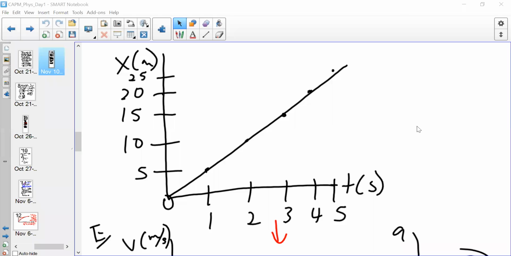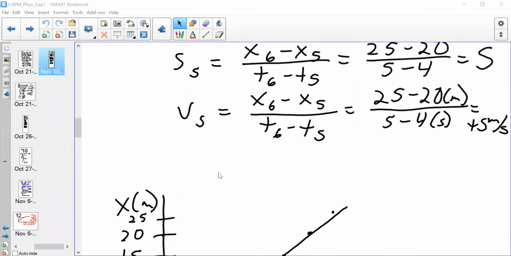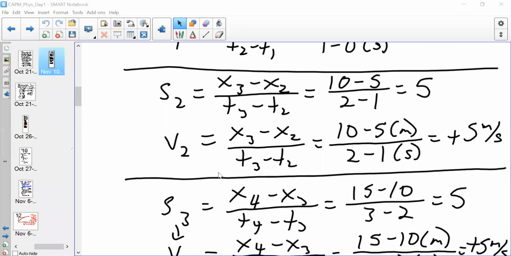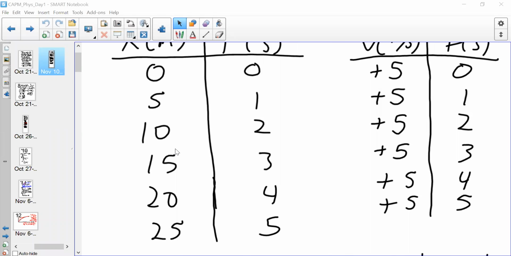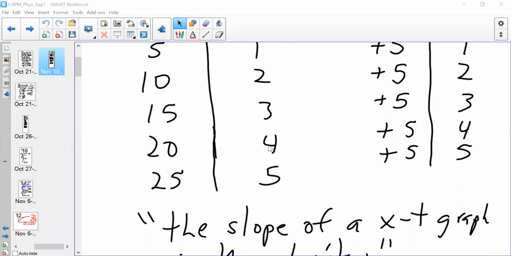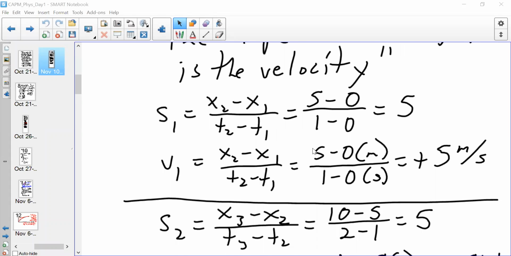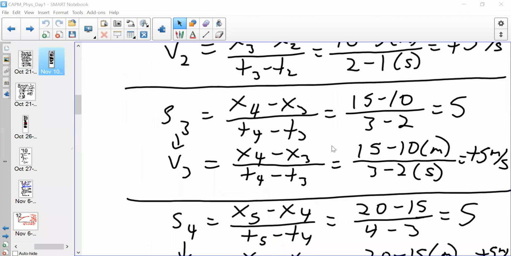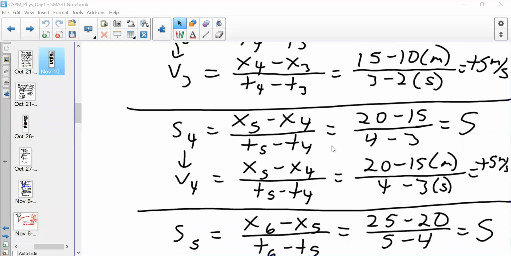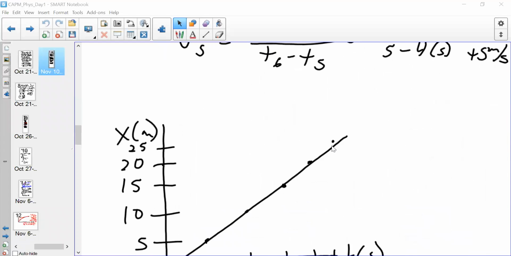It's data that corresponded to a constant velocity. So this is a graph of position versus time. And in the position time data table, we saw that the gaps in the position were the same for every second: 5, 5, 5. That corresponds to a slope of 5 every time. And physically, that corresponded to a velocity of 5 meters per second, and it's constant.